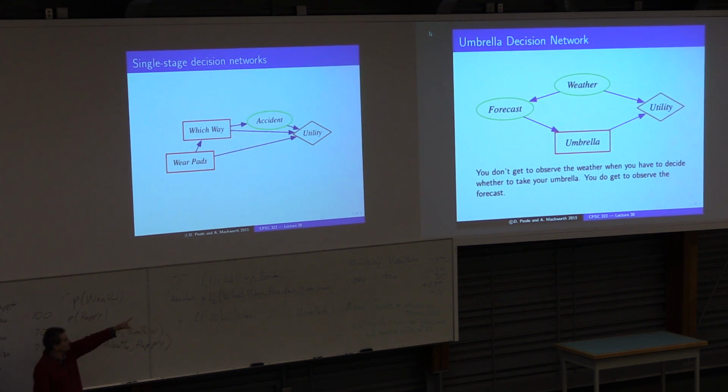But you do get to observe the forecast, and you've got to work out what to do as a function of the forecast. So here's this model that says I've got to decide whether to bring an umbrella. I'm going to see the forecast. The forecast depends on what's happening in the atmosphere and the weather. And my utility doesn't depend on the forecast, but rather depends on whether I get wet or whether I have the umbrella. Okay, does that make sense?